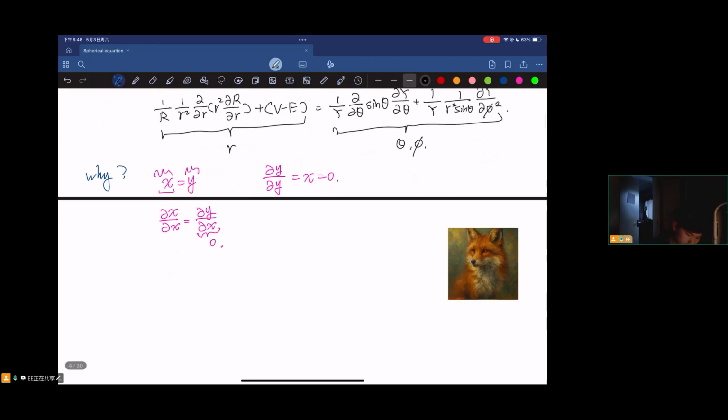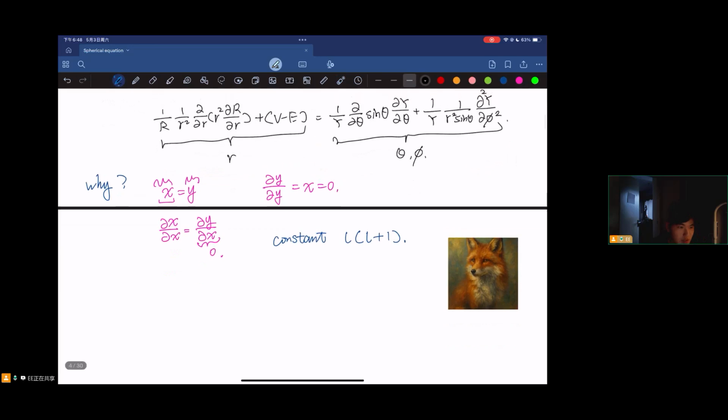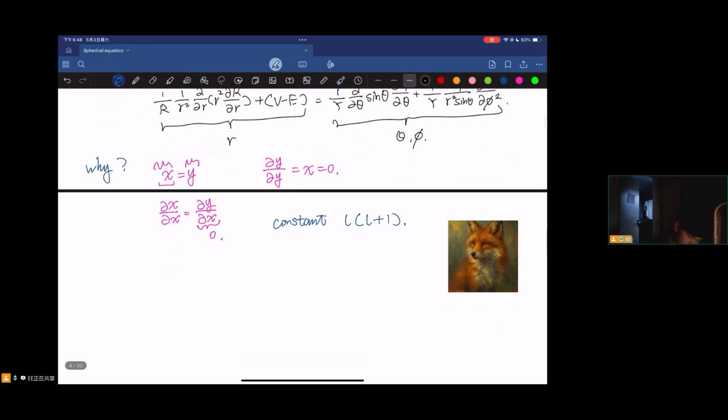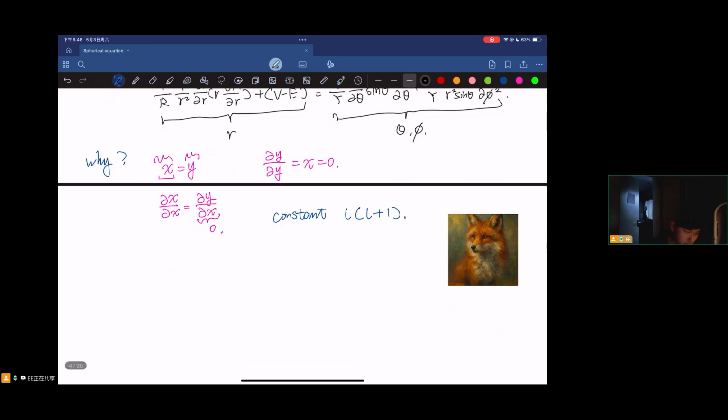So let's make the constant L multiplied by L plus 1. Okay, but you may wonder why. That's because using this form can simplify our calculation. So honestly speaking, I don't know how the physicists discovered this, but I believe using this form is the simplest way that they found. Because I think they might have spent a lot of time to find this.